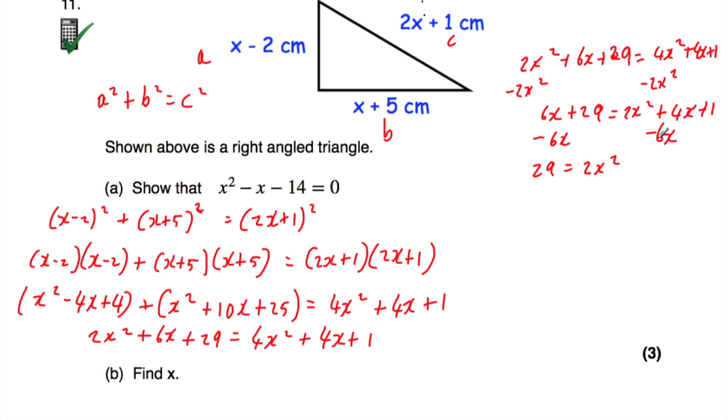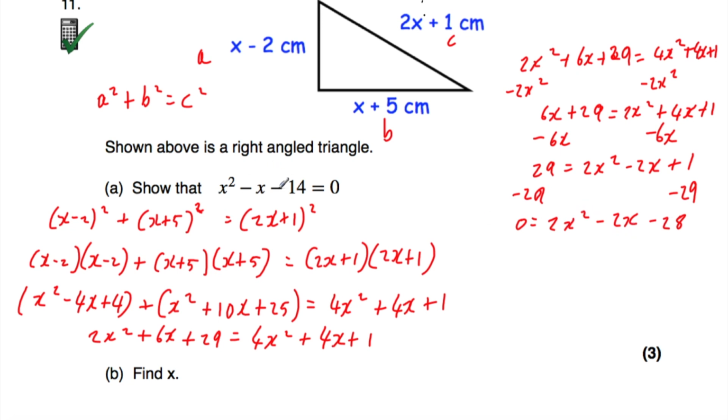Now we had 4x take away 6x, which is minus 2x, and then we've still got our plus 1. And finally we want this to equal 0, so let's take away 29 from both sides and see what we get. 29 take away 29 is 0, and on our right hand side we've got 2x squared minus 2x. Now we had 1, and we're taking away 29, so it's going to be minus 28. So let's have a look at what we've got: 0 equals 2x squared minus 2x minus 28.